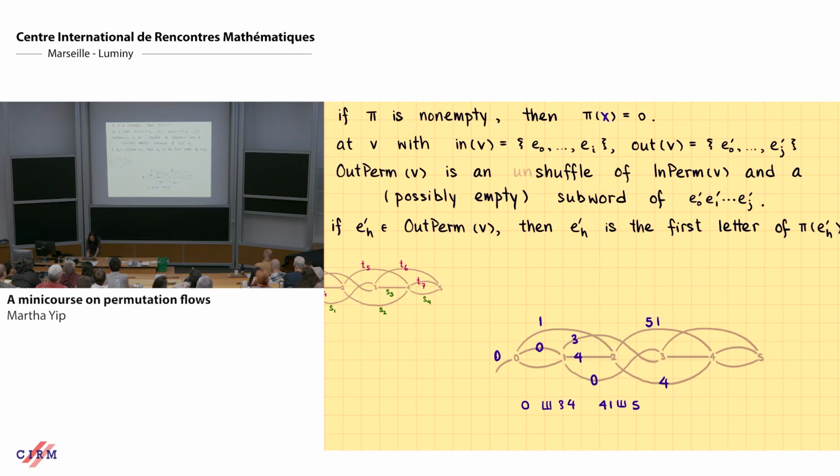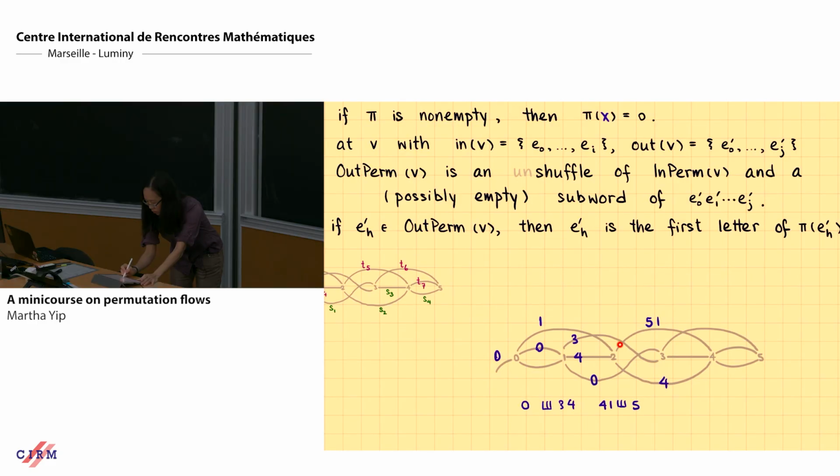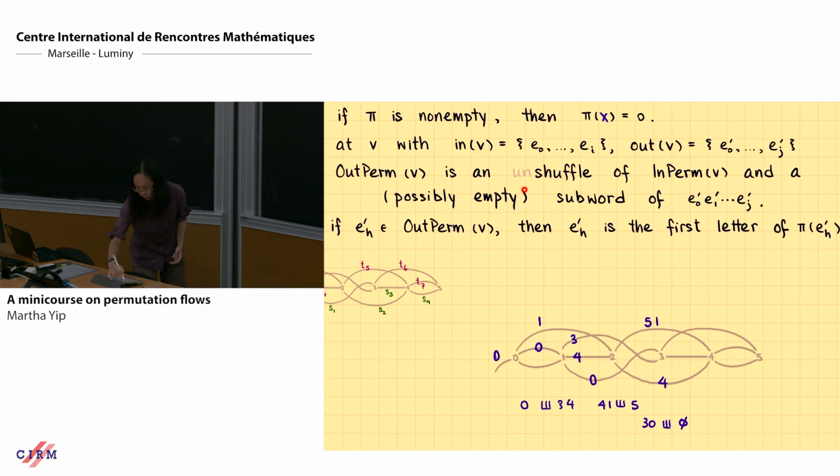Right, keep going. At vertex 3, the incoming edges, I follow the framing, so the incoming permutation is 3, 0. And I'm going to shuffle with nothing. Right, that's one of the possibilities. I can shuffle with a possibly empty subword.